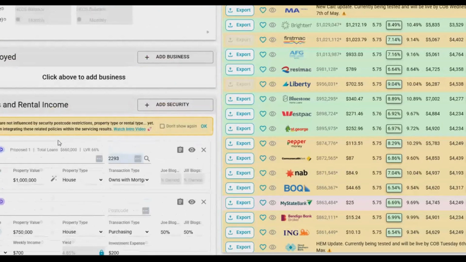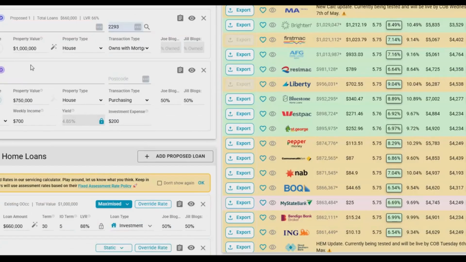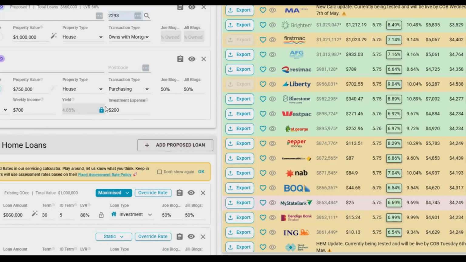All right, now the way that we structure this, they want to purchase an investment property. We do a rough estimate. Let's say the investment property is going to be 750 grand. They're going to get $700 a week for that, and the investment expenses are going to be about $200. Now, they might be a little bit more, but most lenders will accept that $200 amount in their servicing because they don't actually use all of this $700.